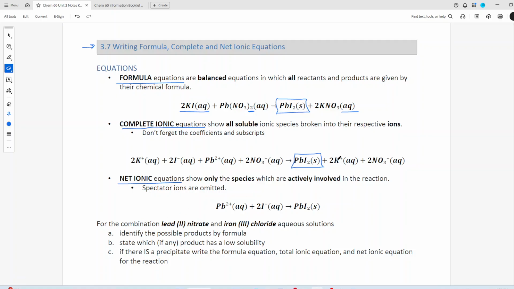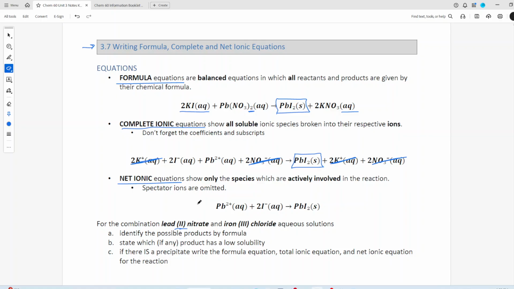For example, you've got potassium on the right and potassium on the left, nitrate on the right and nitrate on the left. So the only ions involved in the reaction are the lead and the iodide ions. So you'd have lead 2+ aqueous plus 2 iodide ions aqueous forms this lead iodide solid. I was looking below and realized this is lead(II) nitrate. It's a type 2 naming.